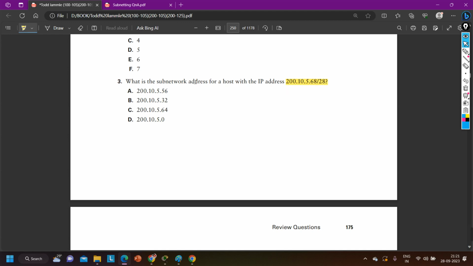You just need to find the block size here. What will be the block size? It will be 64. Then you need to find the number nearest to 68 that is divisible by your block size. Block size is 8, right? So you need to find the nearest number to this which is divisible by 8. No, block size is 16.